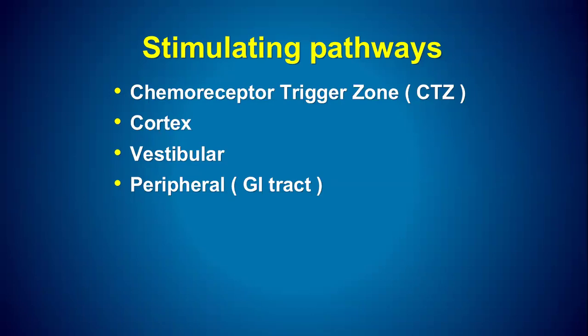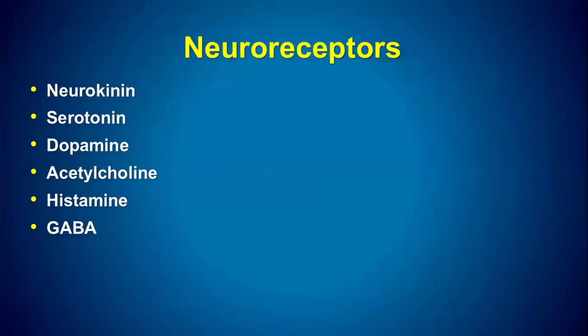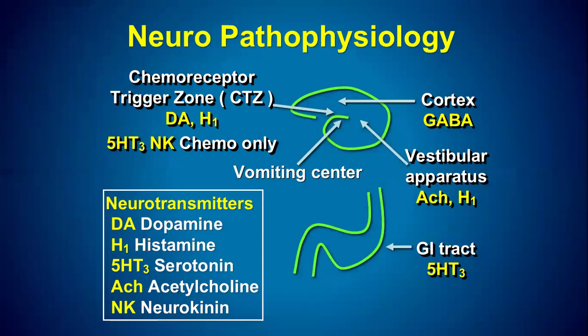So, given these centers, we have the reciprocated neurotransmitters. Next slide, please. What are the neurotransmitters we are looking at? We are looking at neurokinin, serotonin, dopaminergic, acetylcholine, histamine, and GABA. Next slide, please. When you say that you identify the pathway and then block the pathway, basically what we're doing is blocking all these neurotransmitters.